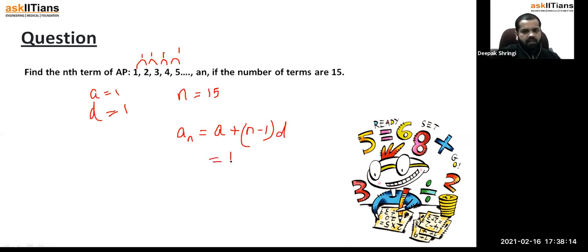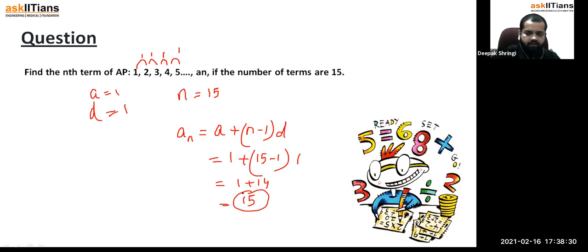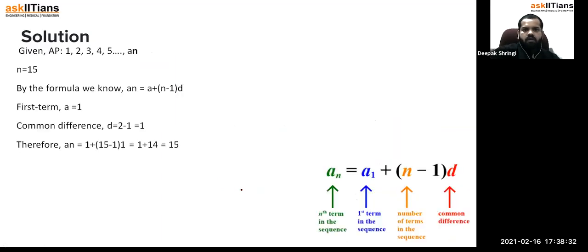What is A? A is 1. What is n? n is 15, given. 15 minus 1 multiplied by D. D is also 1. So 1 plus 15 minus 1, which is 14, so an will be 15. So an is 15.